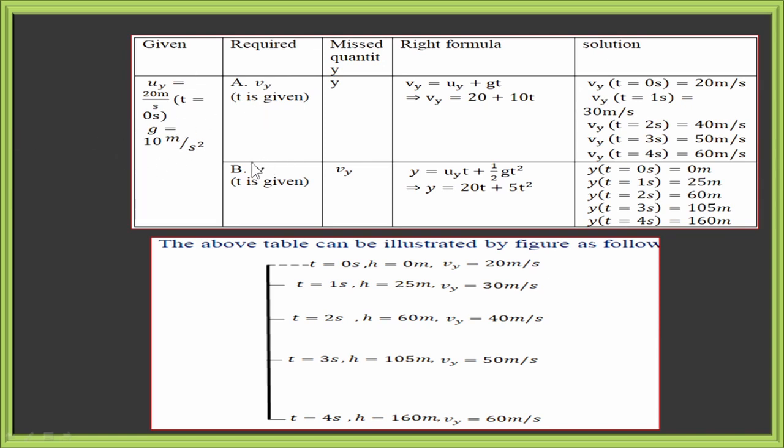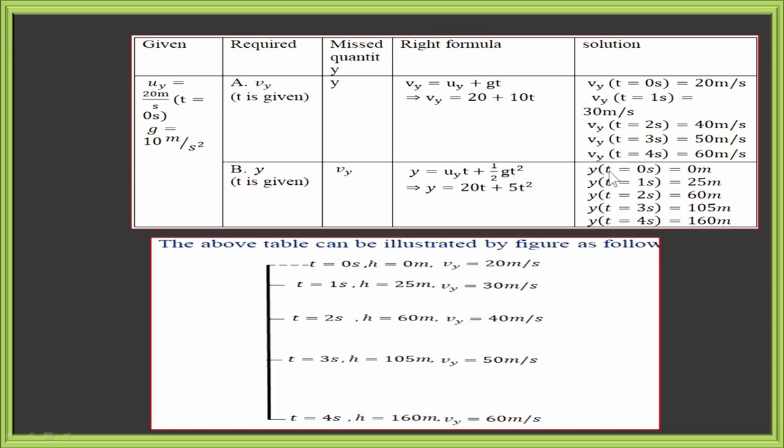The second required quantity is y, or the vertical displacement. Ui is a given quantity, g is already known, time is given, and y is the quantity to be calculated. So the missing quantity is Vy. If Vy is missing, the right formula we choose for downward is y equals uit plus 1 over 2 gt squared. Ui is 20, t is a variable, and 1 over 2 times 10 is 5, so 5t squared.